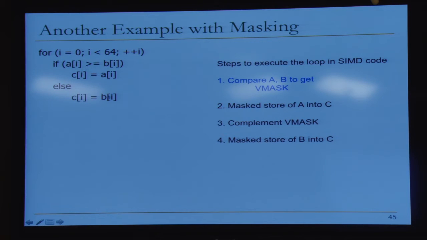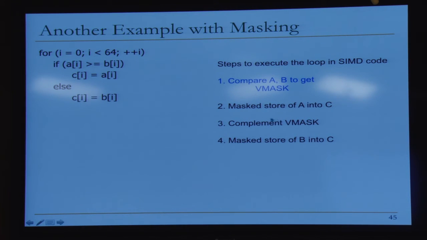How do you actually execute this with vector code? First, you need to compare A and B to set the vector mask, VMask. And then you do a masked store of A into the C vector. And then to be able to do the rest, you need to complement VMask. Right? Because some elements need to do this, and some elements need to do this. And how do you do that? By complementing VMask. So you can actually operate on these mask registers.